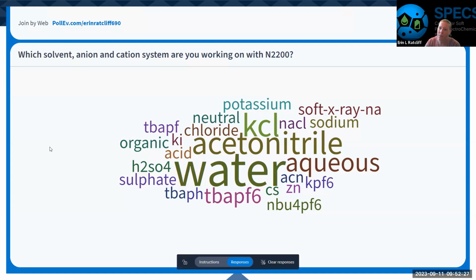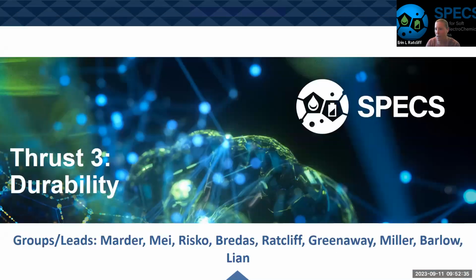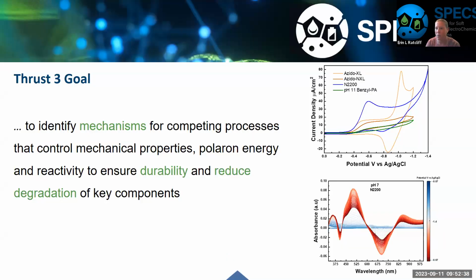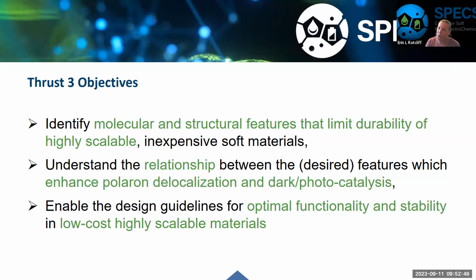All right, so with that, I'm going to unfortunately go through the durability thrust a little bit faster, just so that I keep on time here. Again, the durability thrust is really focused on the mechanisms and degradation pathways, which can include chemical and mechanical. The three different objectives are focused on the molecular and structural features, the relationship between the features that we want and the polaron delocalization extents, and the reactions that we're trying to drive, as well as the functionality and stability with repeated cycling.